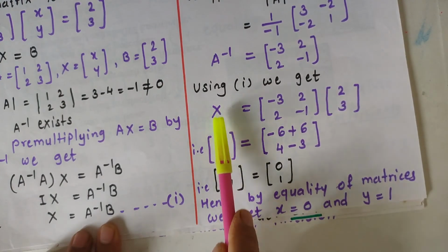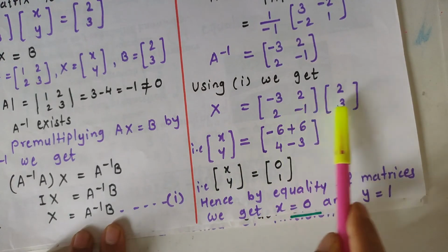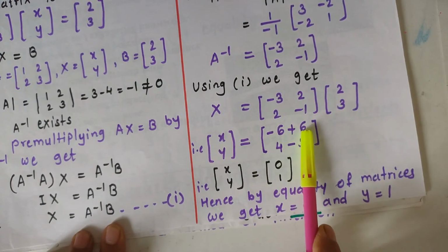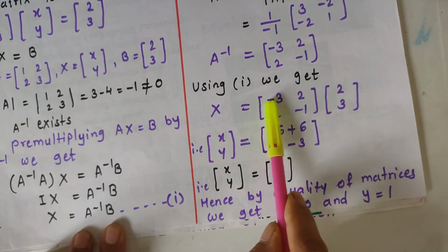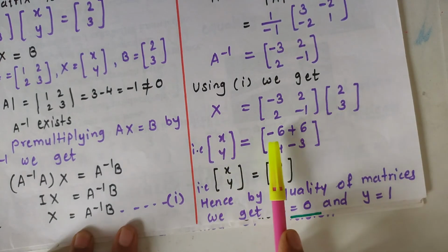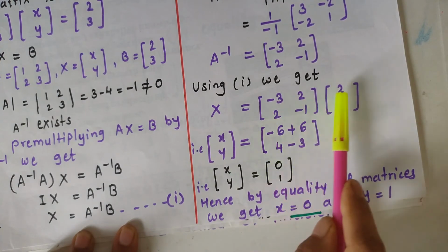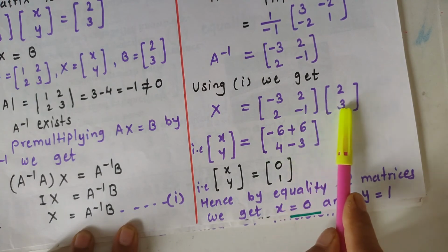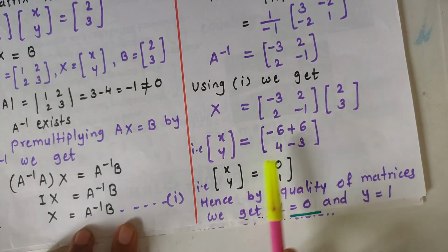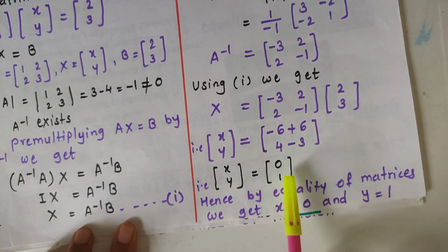So the value of X, the variable matrix XY, is equal to the product of these two matrices: -3 into 2 is -6, 2 into 3 is 6, row to column. The first element is the addition of row to column elements, so -6 plus 3 into 2, 6, is the first element. 2 into 2, 4, and -1 into 3, -3, is the second element. By calculating this we get -6 plus 6 is 0 and 4 minus 3 is 1.